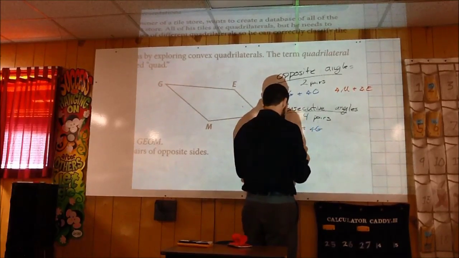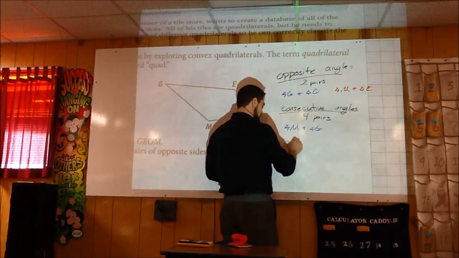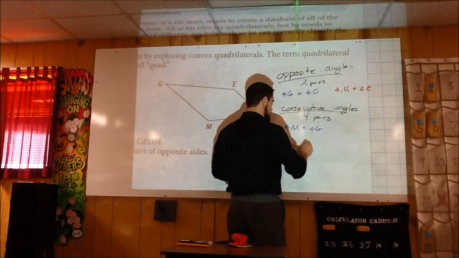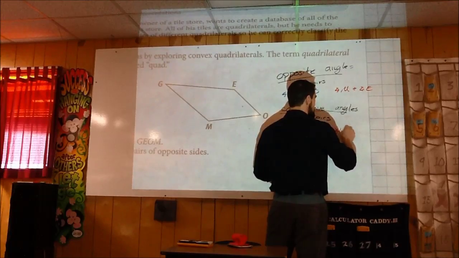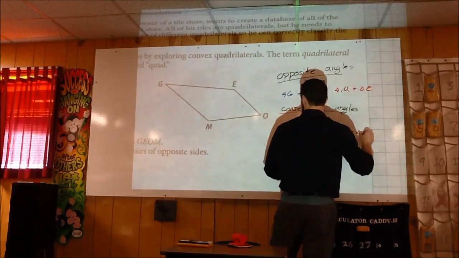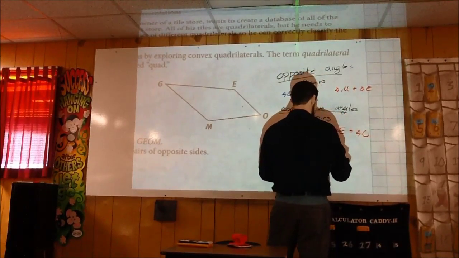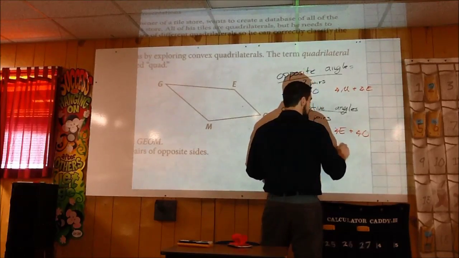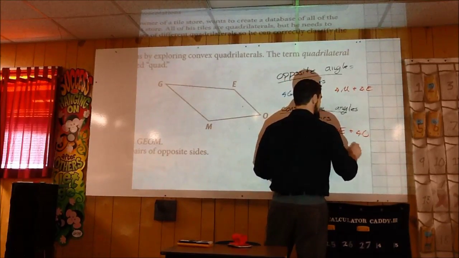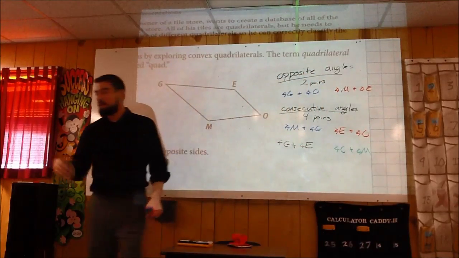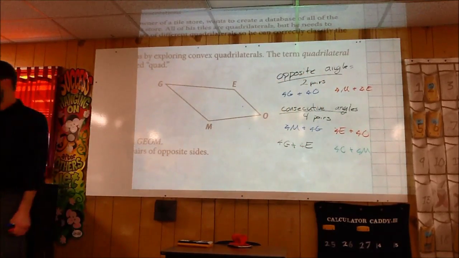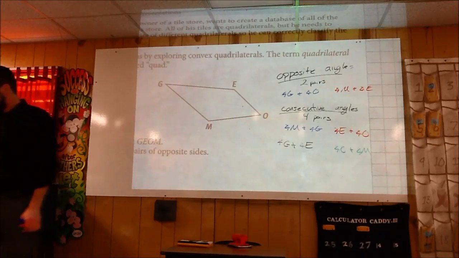Angle G. But what if I start at angle G and I go around? What's my next one? Angle E. If I start at angle E and go clockwise around, what's my consecutive angle? O. And then the last pair of consecutive angles in a quadrilateral: angle O and angle M. Alright, so you've got your consecutive sides, consecutive angles, opposite sides, opposite angles.